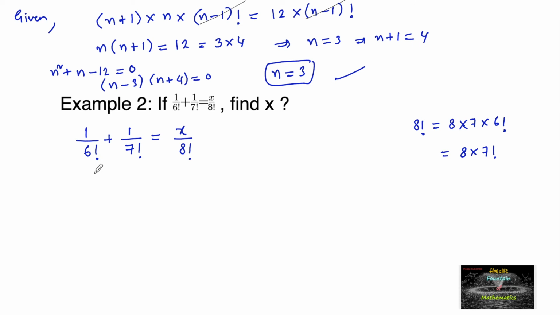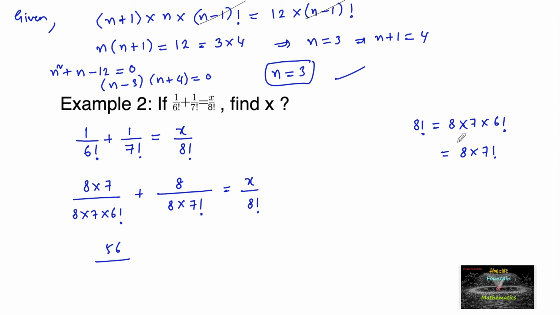So here 1 upon 6 factorial, I can multiply and divide with 8 into 7, so 8 into 7 into 6 factorial, multiplying and dividing for our convenience. And here 1 upon 7 factorial, let's multiply with only 8, 8 into 7 factorial, here also multiplied with 8, which equals x upon 8 factorial. So we can write 8 into 7, that is 56, upon 8 into 7 into 6 factorial, which is 8 factorial, and 8 upon 8 into 7 factorial, which is nothing but again 8 factorial. So this is 8, which is equal to x upon 8 factorial.